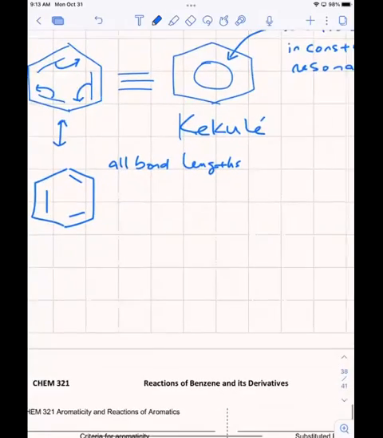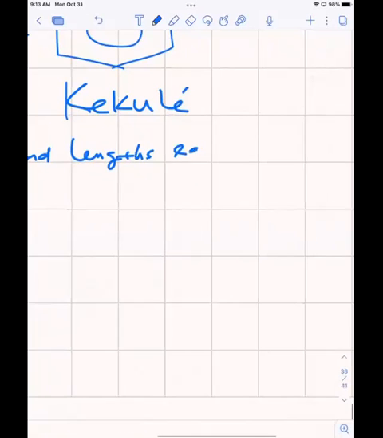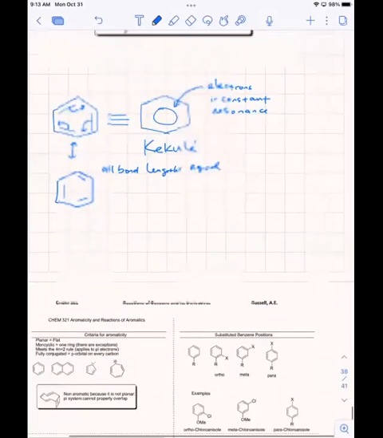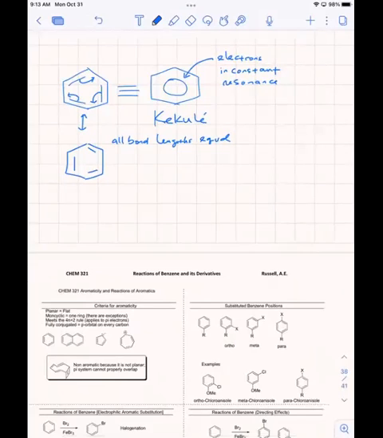All right, so all bond lengths are equal, right? And you can see it again with that system.